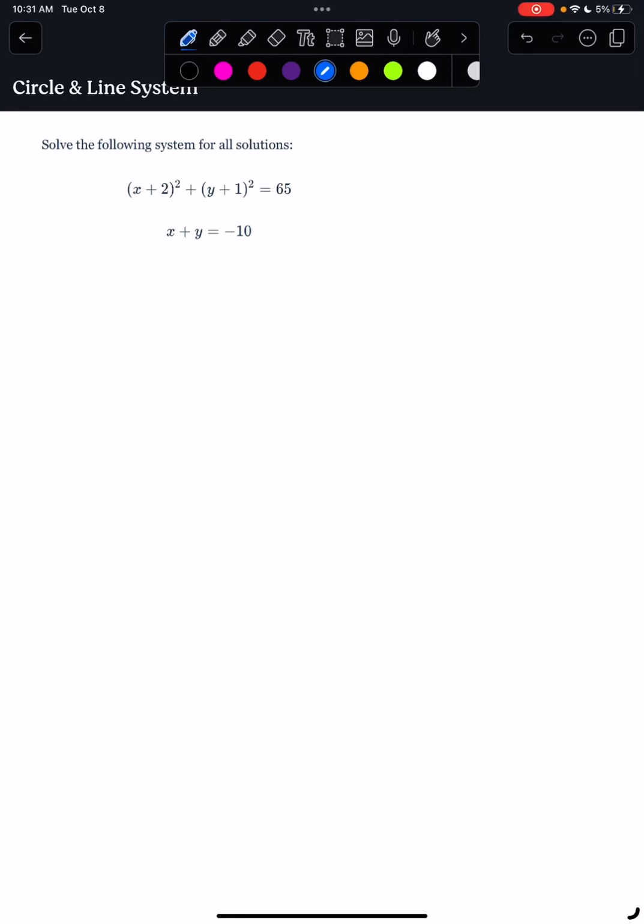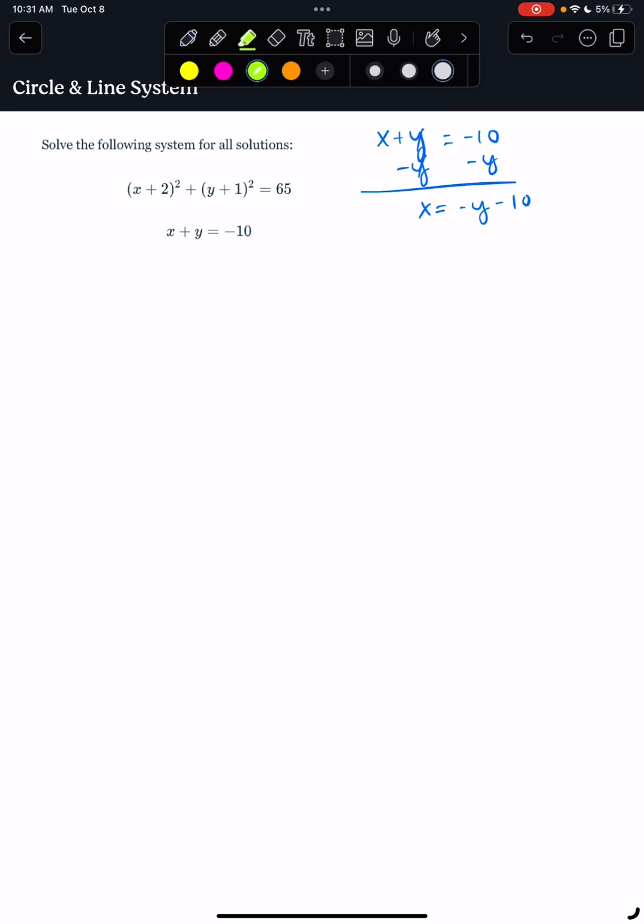Solve the following system for all solutions. So we see here that we have a circle and a line. When we have a circle and a line, we're going to want to take the line and substitute it into the circle. So we can either substitute in x or y. Today I feel like substituting in x, so I'm going to solve for x. We can subtract y from both sides, and we're left with x is equal to negative y minus 10.